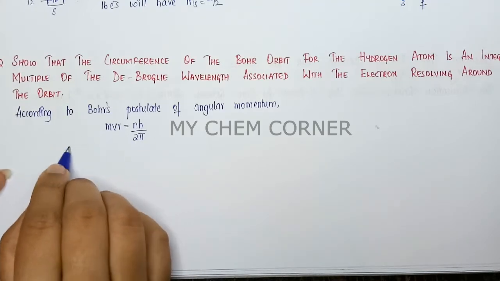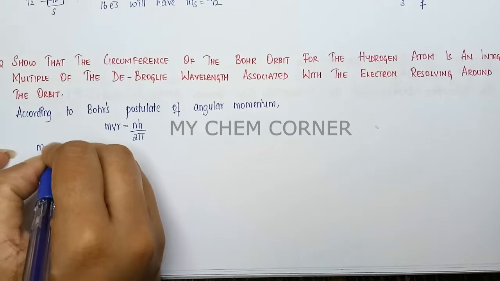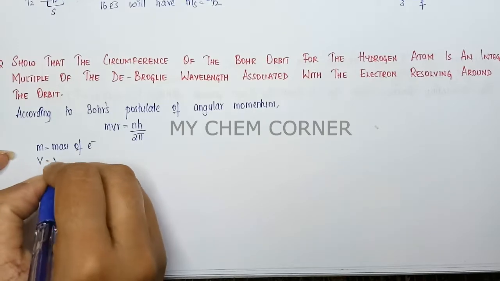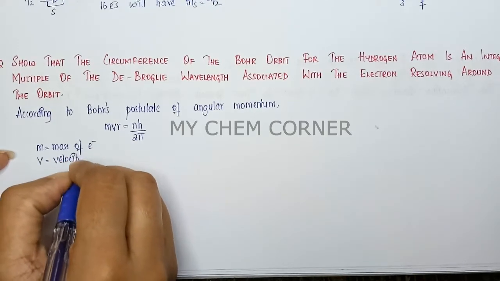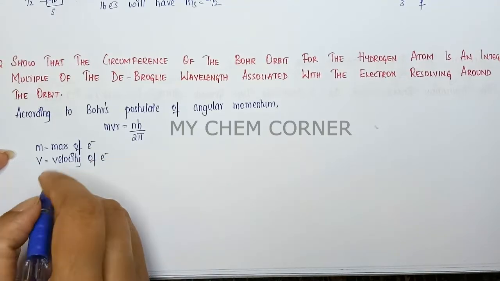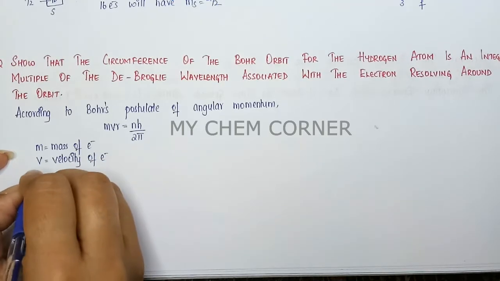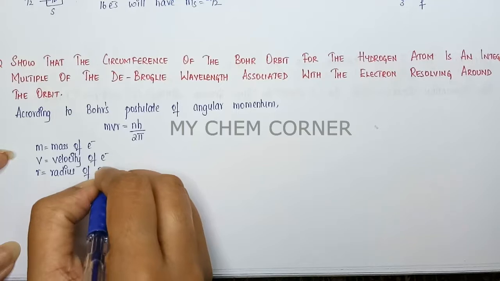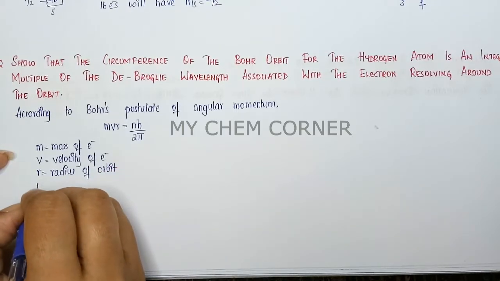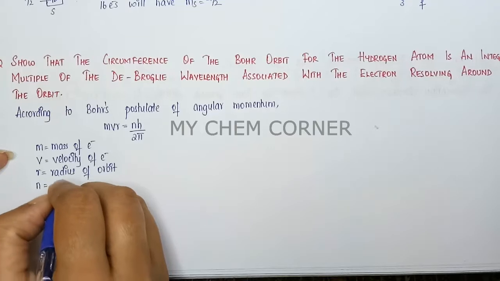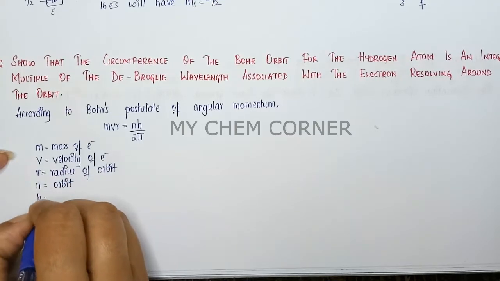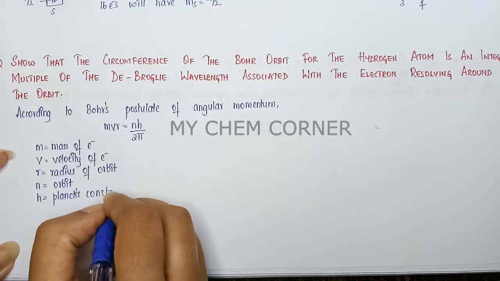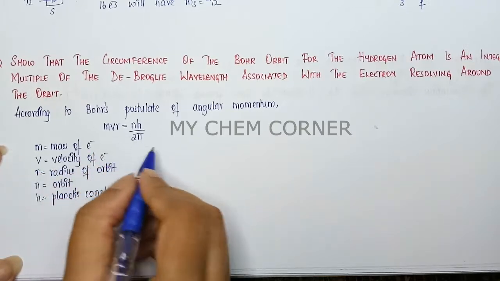Now m is what? M is going to be the mass of electron. V is going to be the velocity of electron. Then you're going to have r, which is the radius of orbit in which the electron moves. n is going to be the orbit, in which orbit it is. h is going to be Planck's constant. So these are the terms that are mentioned in the formula.